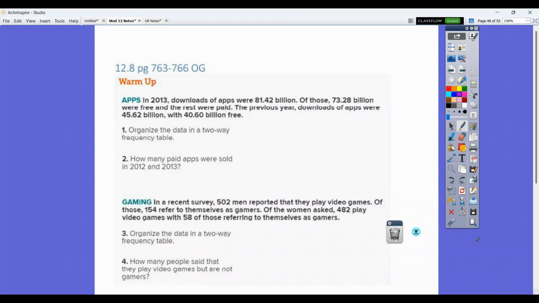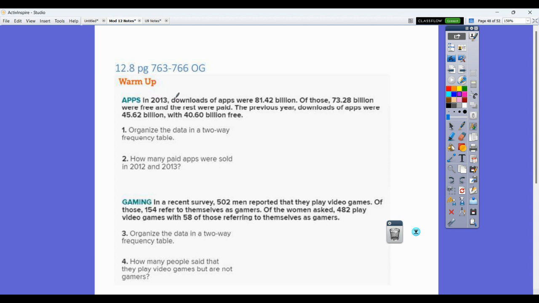Okay, here's our last one of the year, 12.8 in Reveal Geometry. We're going to be talking about two-way frequency tables. So these warm-up questions are actually a good kind of segue into this. It says we're going to organize the data in a two-way frequency table.